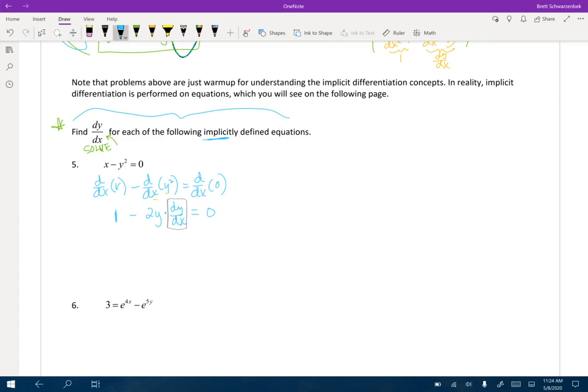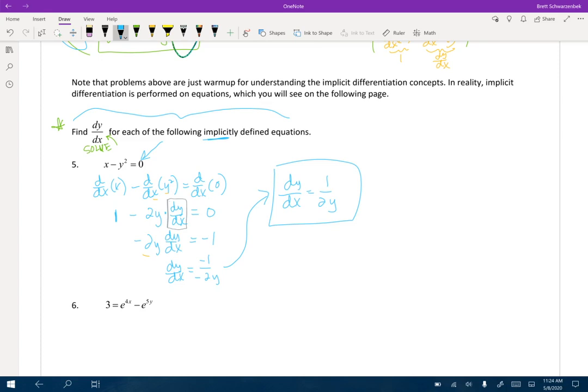First, we need to subtract the 1 over to the right side, so minus 1. And now we need to divide by negative 2y. So we're going to get dy dx is equal to negative 1 over negative 2y. Therefore, dy dx is equal to 1 over 2y. And this is our derivative of this implicitly defined equation.